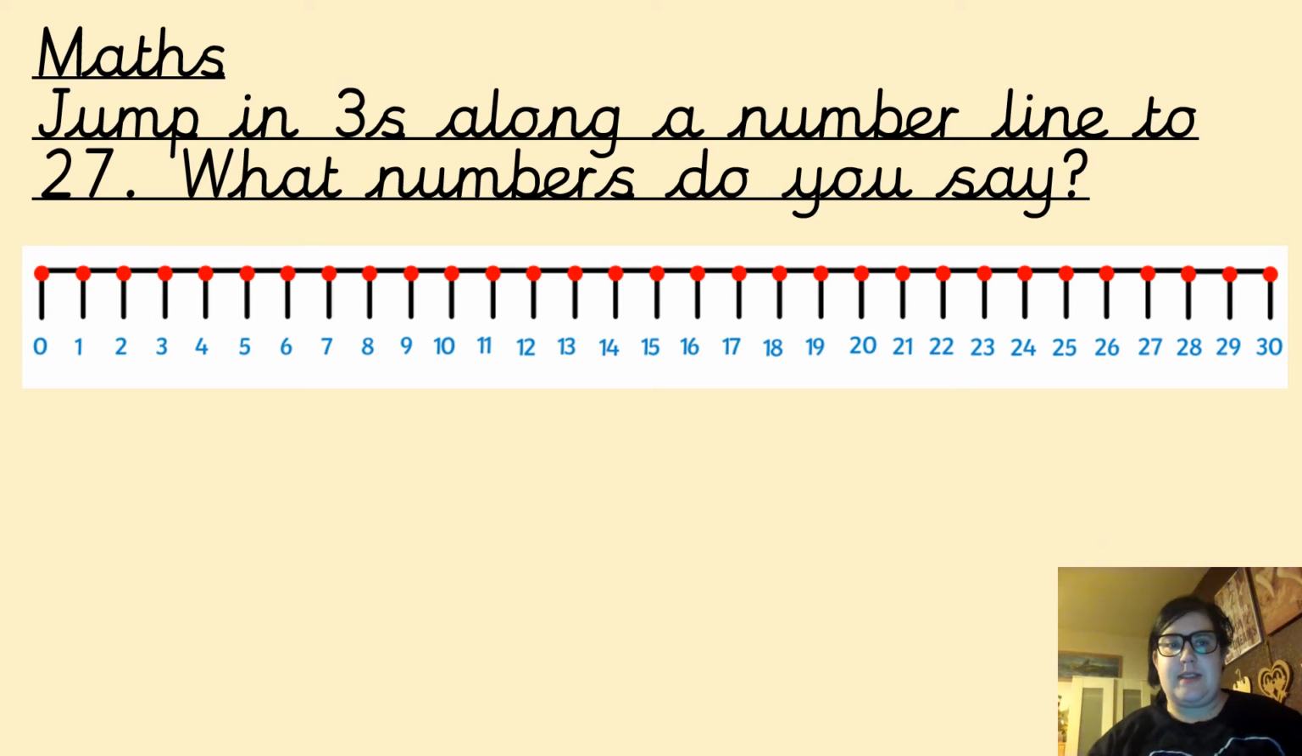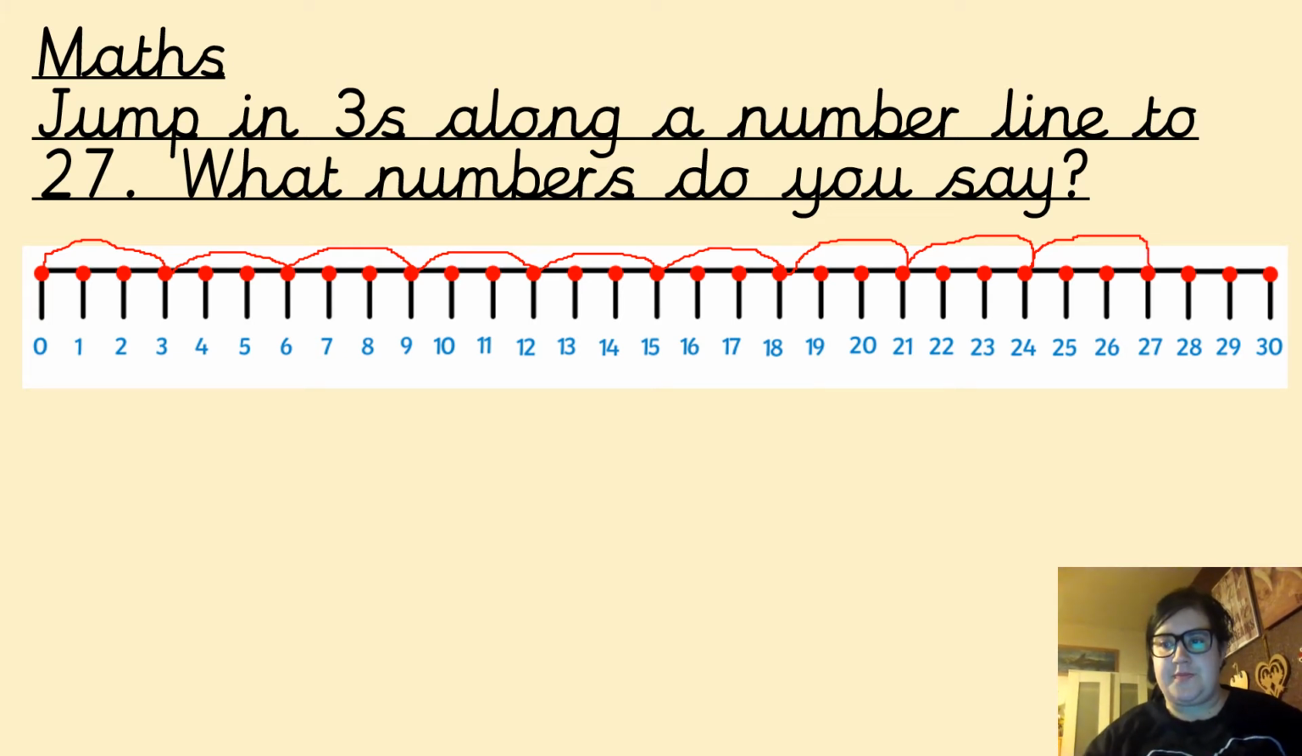Same again for 27. So I'm just going to jump up to 18. So 3, 6, 9. We've already done this together. 12, 15, 18. So now I'm going to count on 3. 1, 2, 3, 21. 1, 2, 3, 24. 1, 2, 3 would take me to 27.